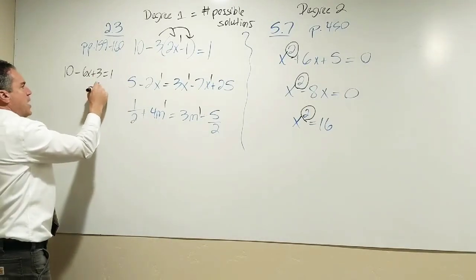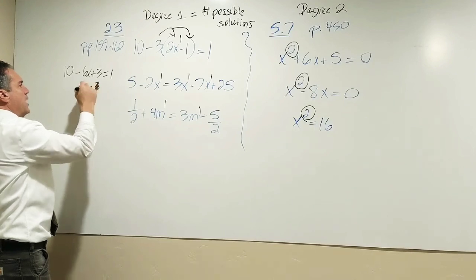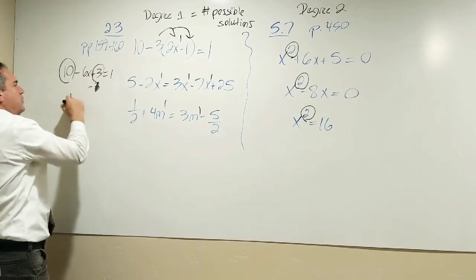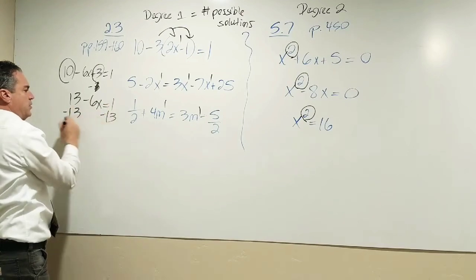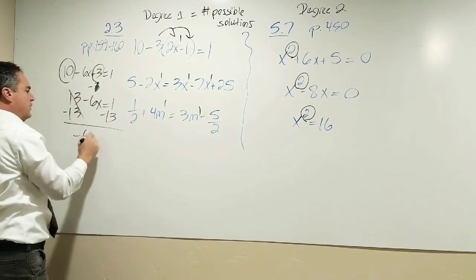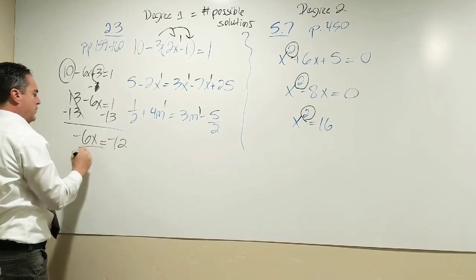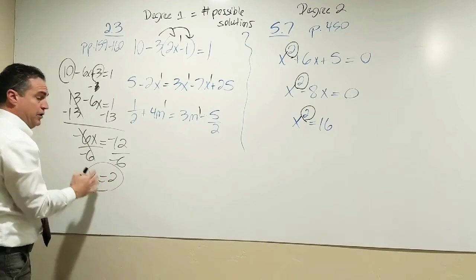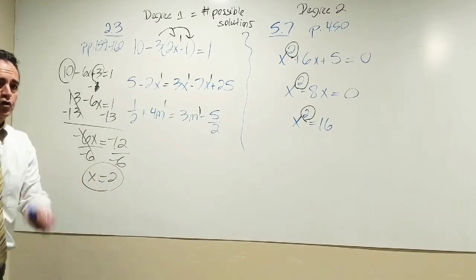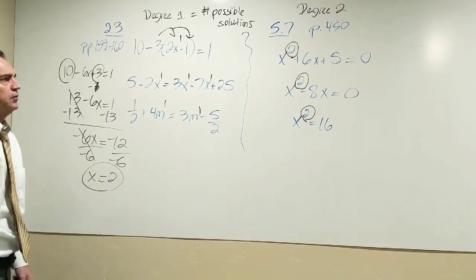And so if we subtract 3, okay, we don't want to do that yet. We actually want to combine like terms. 10 and 3 make 13. Minus 6x equals 1. Subtract 13, subtract 13. That's the addition principle. Negative 6x equals negative 12. Divide by negative 6, divide by negative 6. X equals positive 2. How many solutions do we have? One solution. One solution, okay?